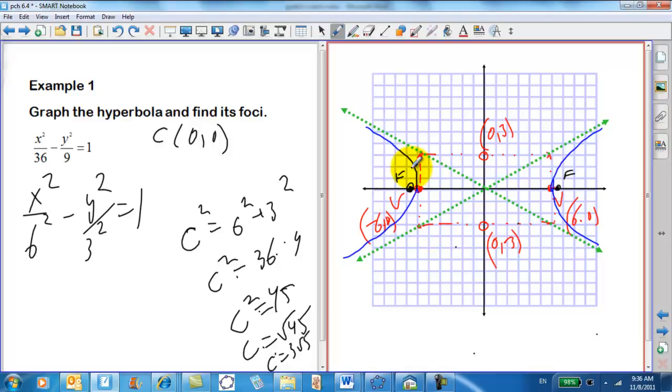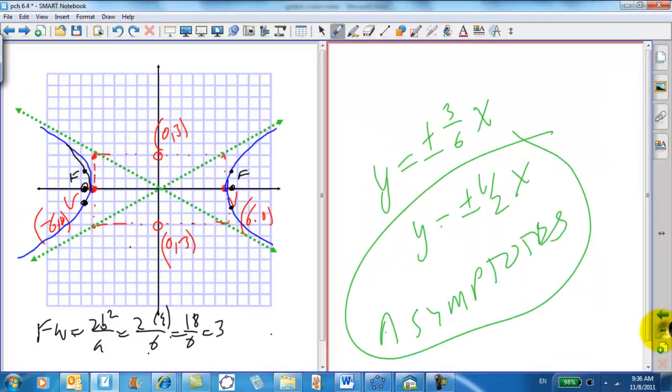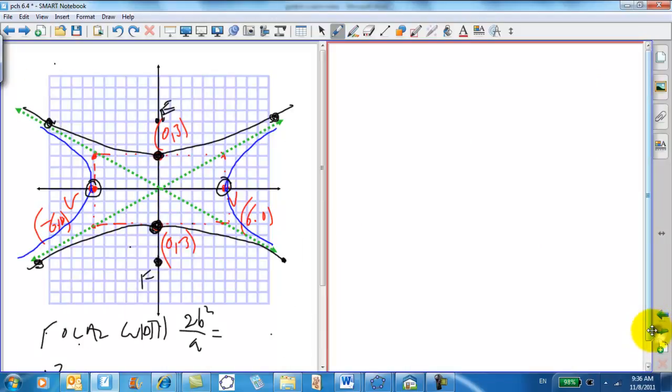And the focal width is going to be much smaller because the focal width is 2b squared over a. So that's twice b squared, 9, over a, which is 6. 18 over 6 is 3. So we're just going to go 1.5 each way. There's your 1.5, and there's your other 1.5. Oh, should get that picture a little better. There you go. And 1.5. All right. Now, let's get to a homework problem.